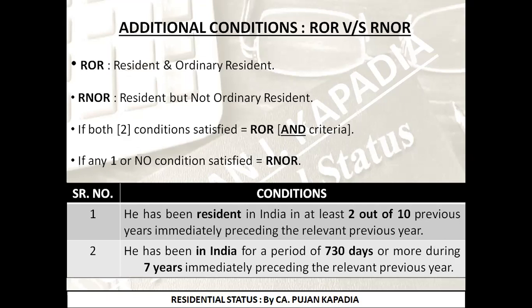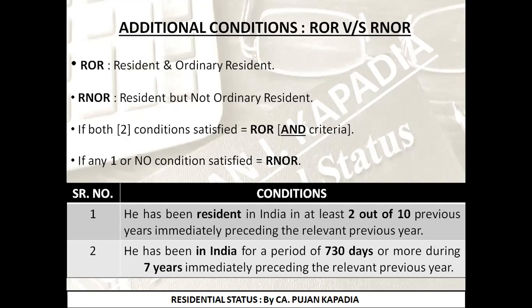I hope I'm clear. Just repeating once again for your clear understanding what my first additional condition is saying. For the previous year for which I am calculating my residential status, I am going back by 10 years. That is, I am checking the immediately preceding 10 previous years. Now in those 10 previous years, I am going to apply my basic conditions to check whether that person was resident or non-resident for that particular previous year.